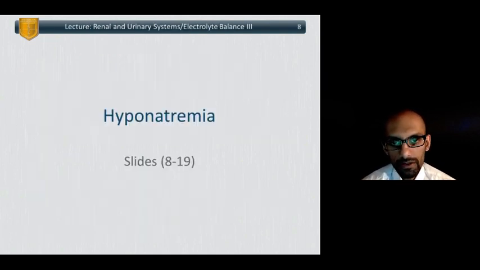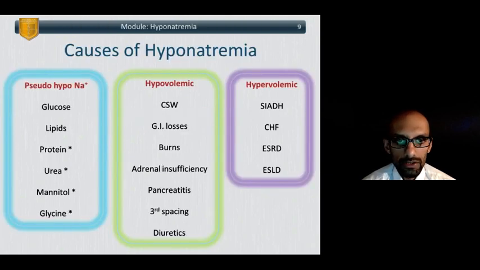So a few things about some electrolyte disorders and urologic anesthesia as well. I'm going to start with hyponatremia. Three broad groups of hyponatremia. You have pseudo-hyponatremia. It's not an absolute reduction in sodium, but rather a dilutional effect due to the presence of osmoles. The ones that have stars are the ones that are not measured typically, but you can measure glucose, of course, and lipids. But all these things will drag water into the system and dilute your sodium.